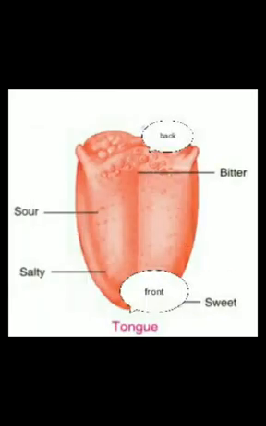There are four types of taste: sour, salty, sweet, and bitter. The front part tells us about the sweet taste, and the back part tells about the bitter taste, and the side part of the tongue tells about the sour or salty taste.